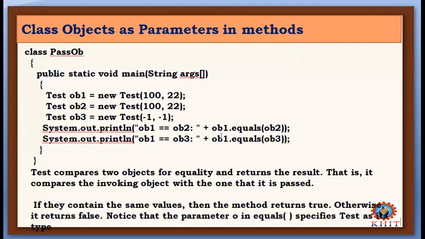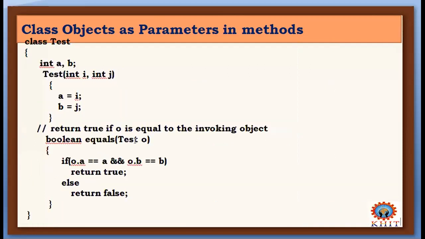Next time, I am calling ob1.equals of ob3. This time I am passing ob3 values to the method. So here ob3 comes in place of o. The a value in ob3 is -1, and the a value in ob1 is 100. So -1 is equal to 100, which is false. Again, the b value is also -1. -1 is equal to 22, which is also false. So it will return false.